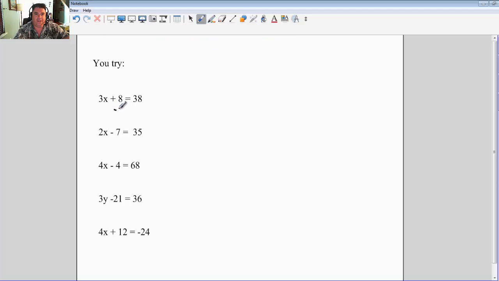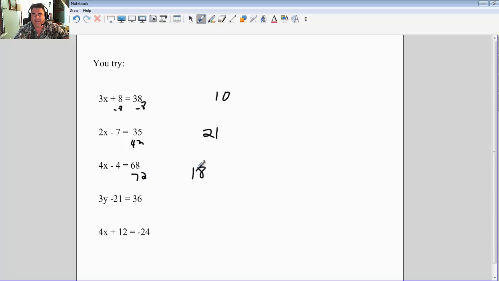For the first one, you minus 8 to both sides. So you get 3x equals 30, and then divide by 3. Hopefully you got x equals 10. The second one, you added 7 to both sides, which got 42. Divide both sides by 2. Hopefully you got 21. Add 4 to both sides, you get 72, divided by 4.